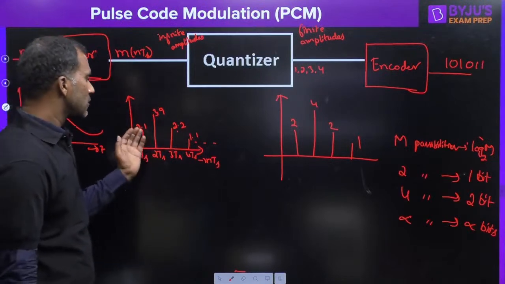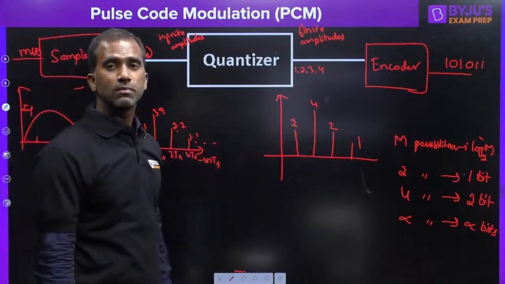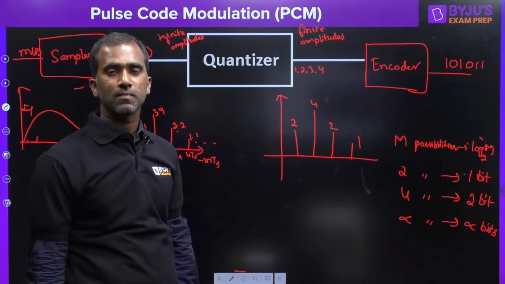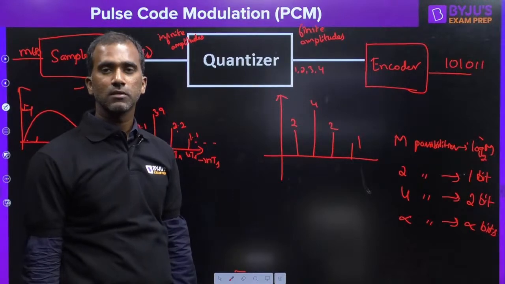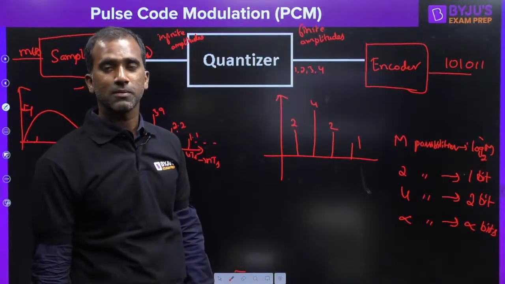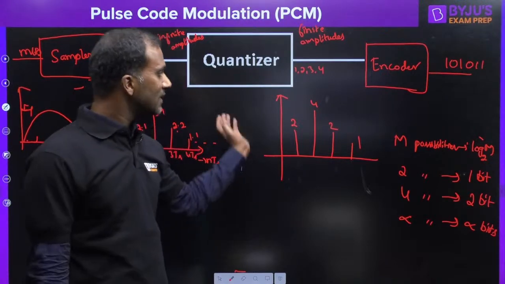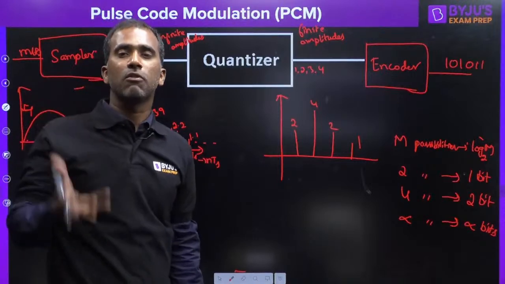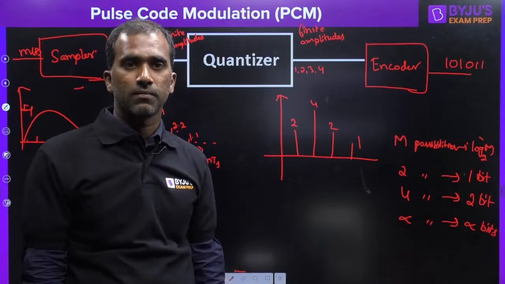Something is happening, right? 2.1 is becoming 2. The original voltage in the signal is 2.1 and that is becoming 2. Is there loss of information or not? Yes, there is loss of information. Can we do quantization without loss of information? Not possible. How can you convert infinite possibilities to finite possibilities without some sacrifice? We are getting the advantage of converting infinite to finite only by sacrificing a little bit of quality. And that loss of quality we call quantization noise or quantization error.